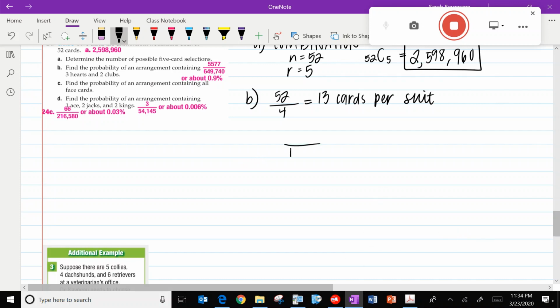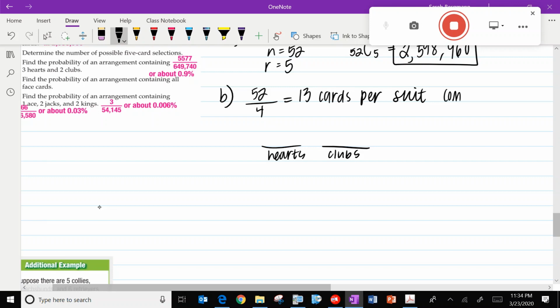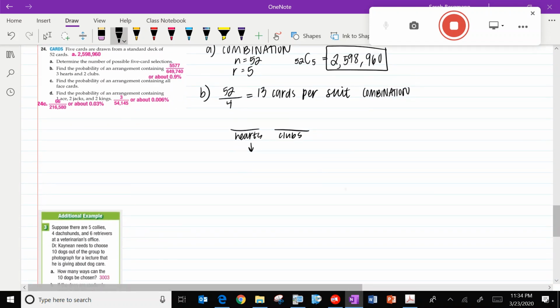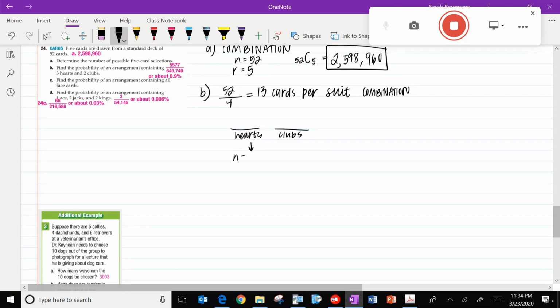So what I'm going to do is treat this as 2 different events, hearts and clubs. Now, it doesn't matter which order I choose the cards in, so I know that it's a combination. Okay, for the hearts, N is equal to 13 because there's 13 possible hearts. And R is equal to 3 because I'm going to choose 3 of those 13 hearts. So in order to find the number of possible outcomes, I'll do 13C3.